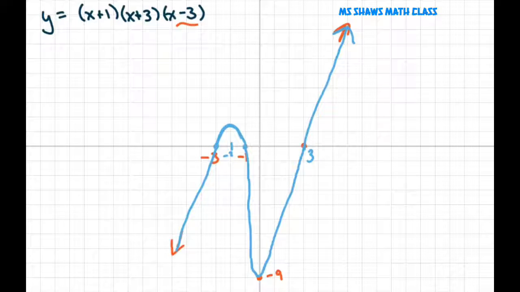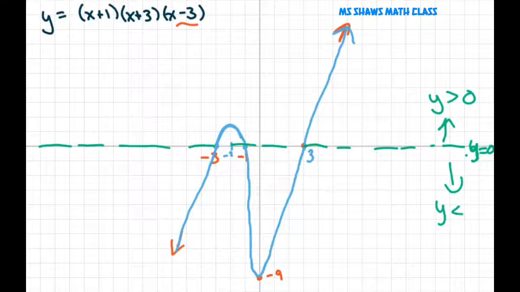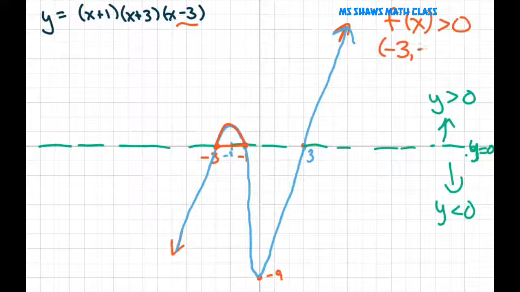And the last thing we need to do is find where our graph is positive. So this is y equals 0. Above y equals 0 is where y is greater than 0. And below is where y is less than 0. So where is our f of x, our graph, above or positive? What's positive right through here? So you look at your x's and write it's from negative 3 to negative 1, and also here. And that's going to be 3 to infinity.